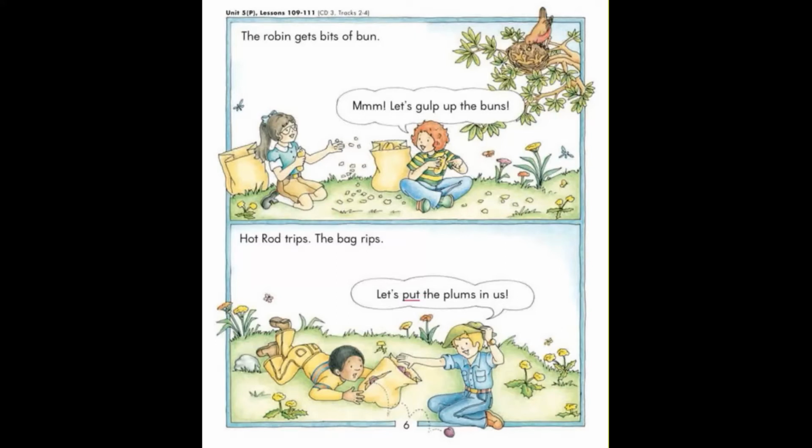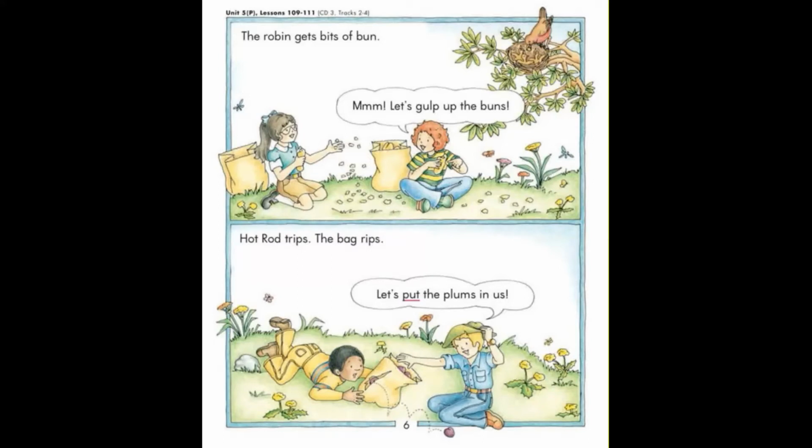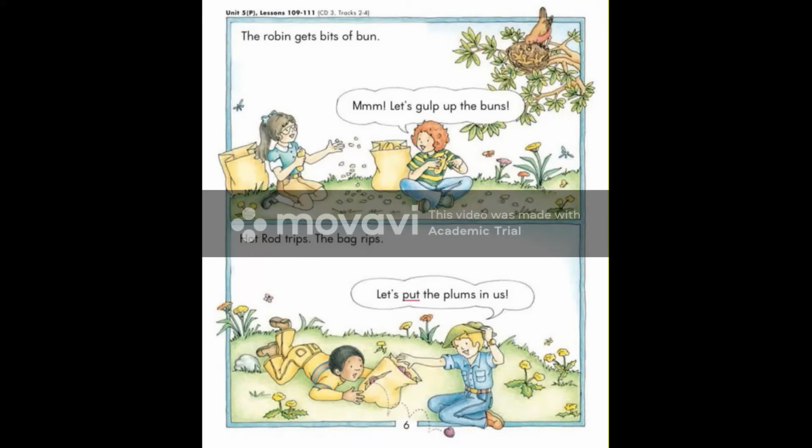Look at the bottom box on page 6. Which Superkid thinks they should eat the plums? Mark an X on the picture that shows the Superkid who suggests they eat the plums. Alf says, "Let's put the plums in us." You should have marked an X on the picture of Alf.